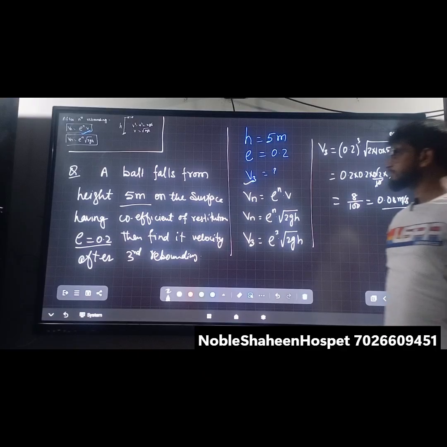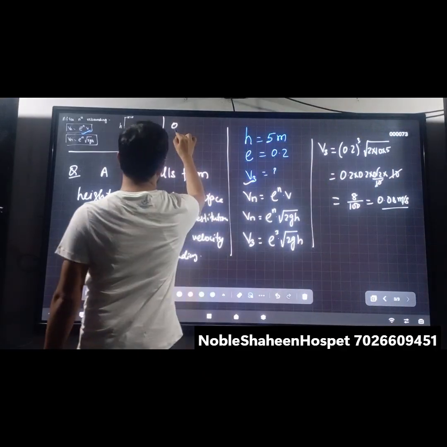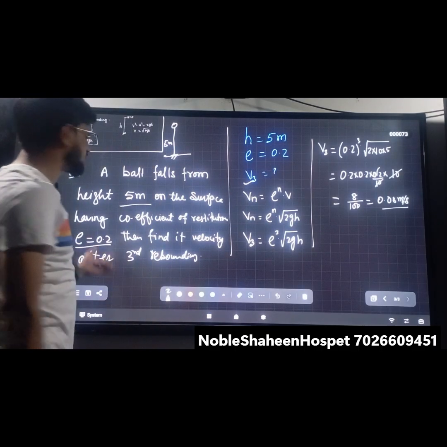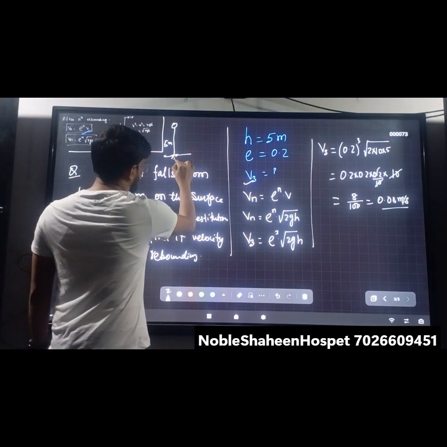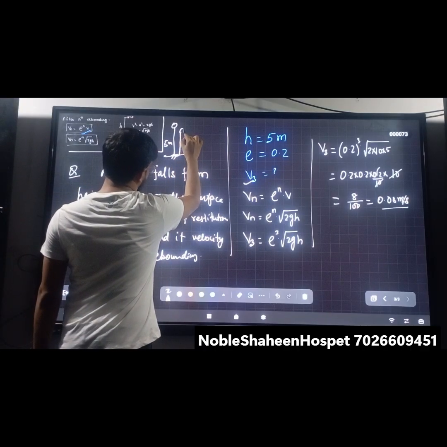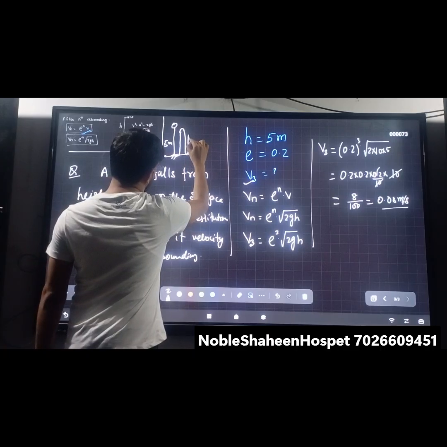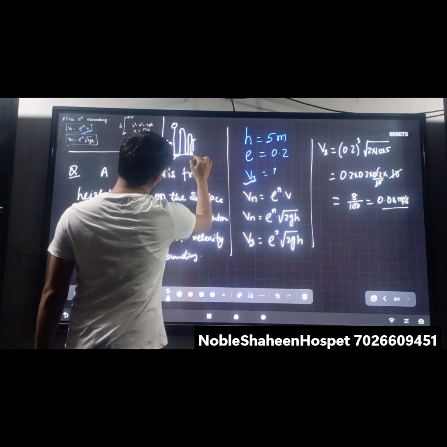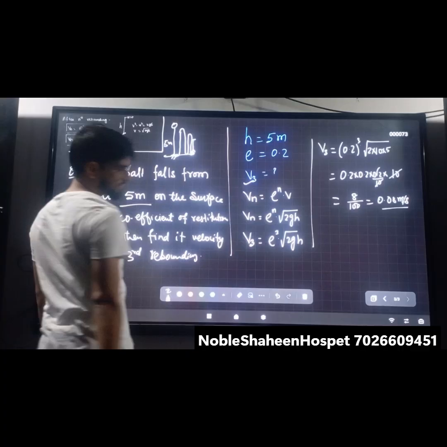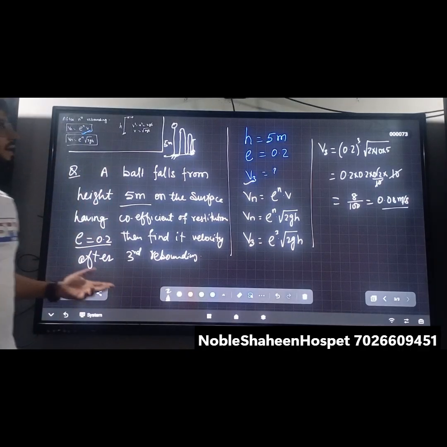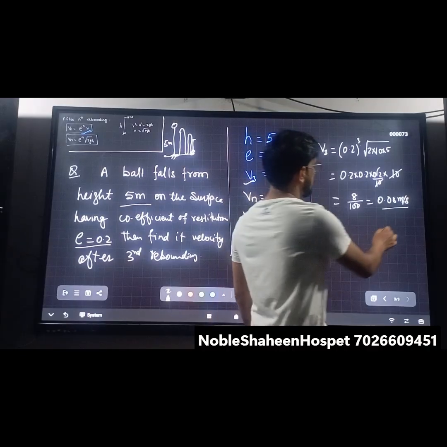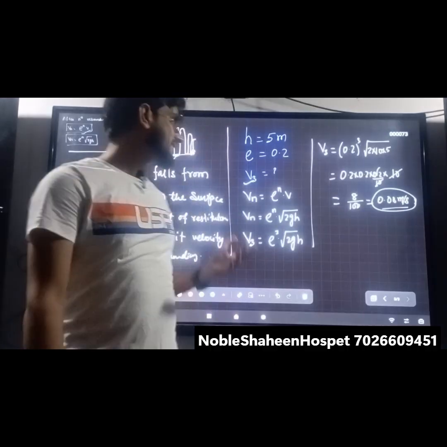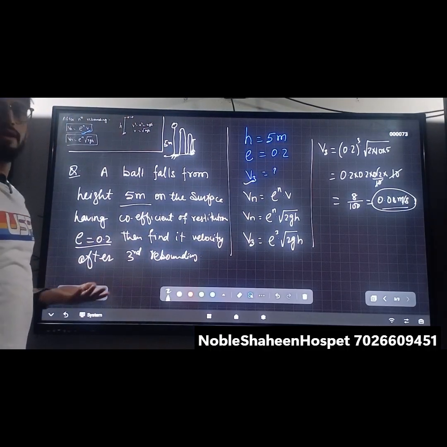That means when a ball or an object falls from a height of 5 meters and hits the ground whose coefficient of restitution is 0.2, then after the first collision it will go up to this height, after the second collision it will go up to this height, and after the third collision it will go up to this height. So the question is asking what its velocity will be after the third collision, and our answer is that after the third collision its velocity will be 0.08 meter per second. So by using this simple formula we can easily calculate the velocity of the particle after the nth collision.